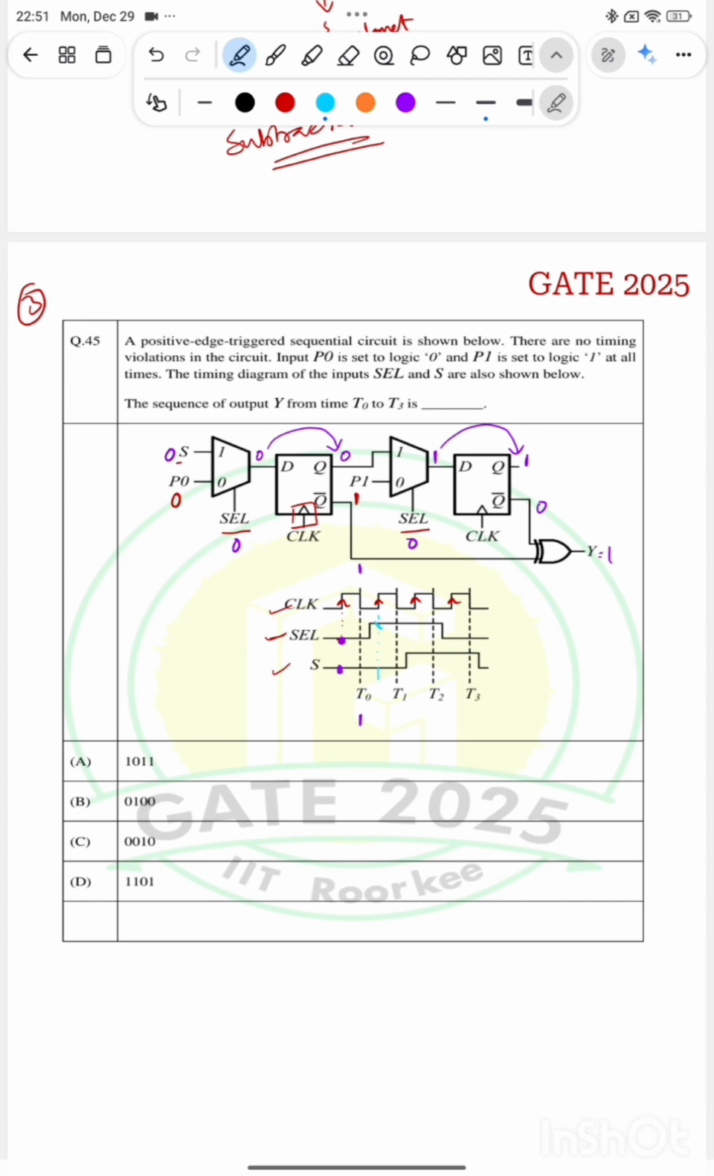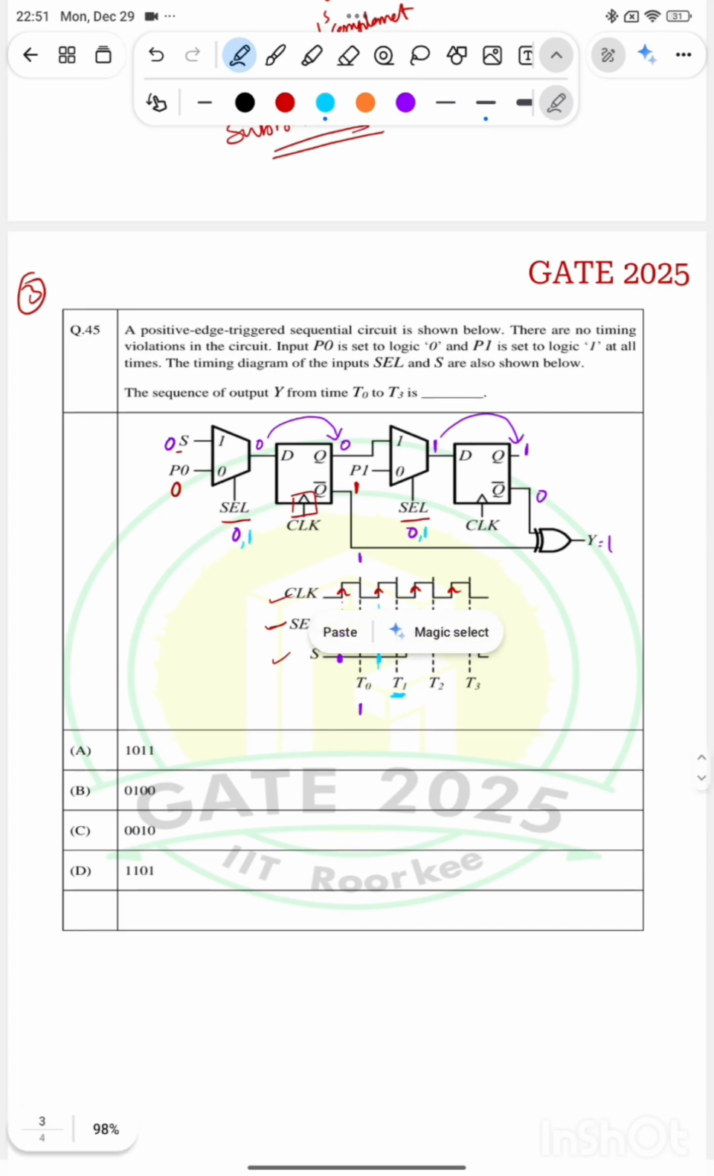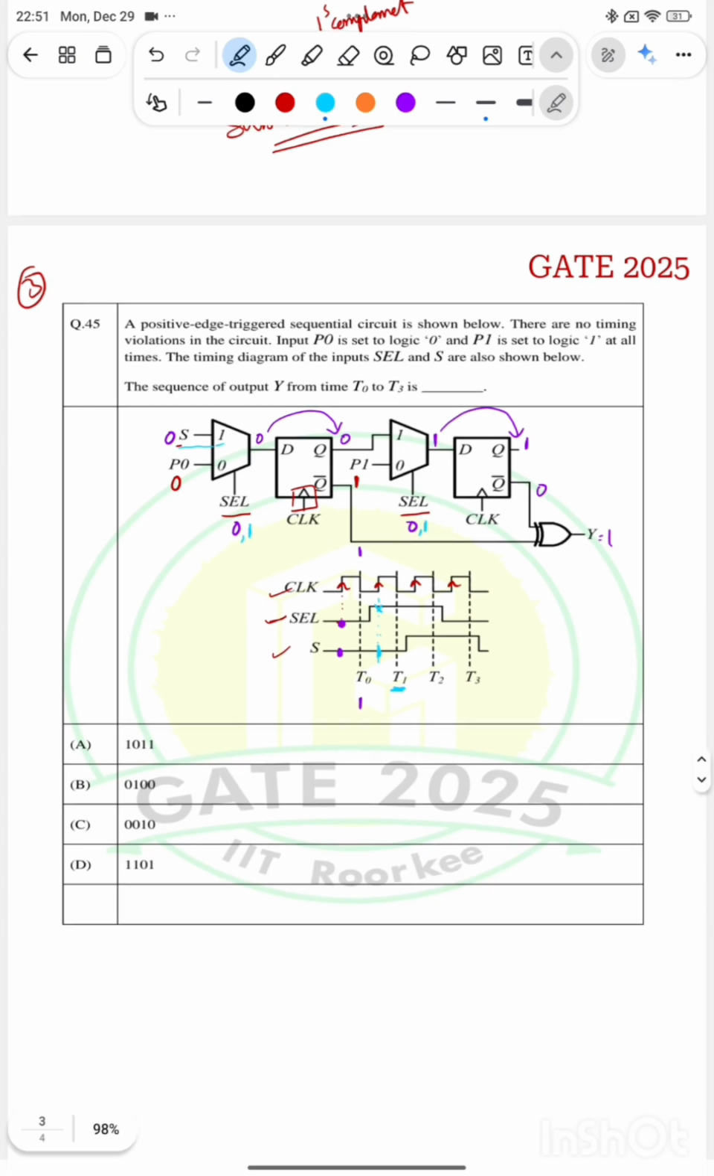So here the select line is 1. Here also select line is 1. So if select line is 1, please note this color. At this color it is at T1. Not T1, I mean just before T1, the rising edge before T1. So what is the output of the mux 1? It will be corresponding to S, and S here is 0, right? So I will be getting 0 itself.